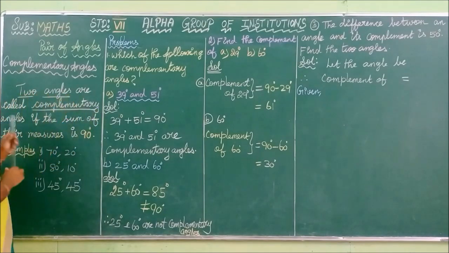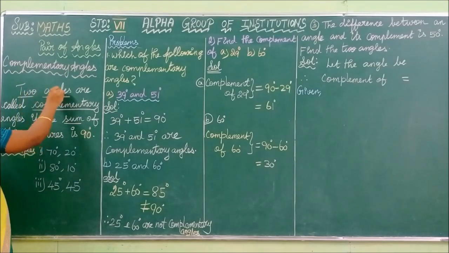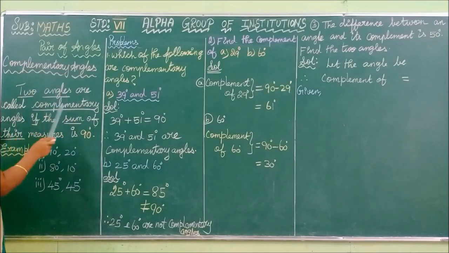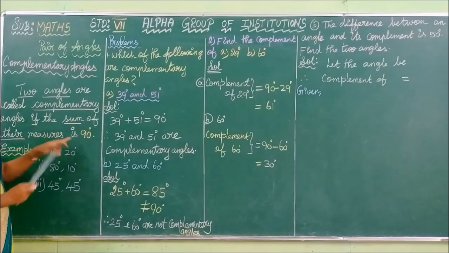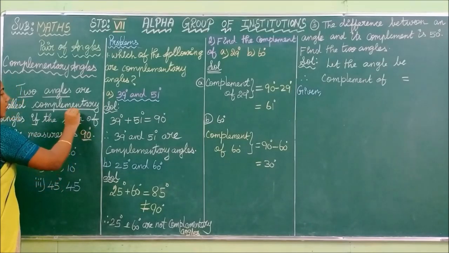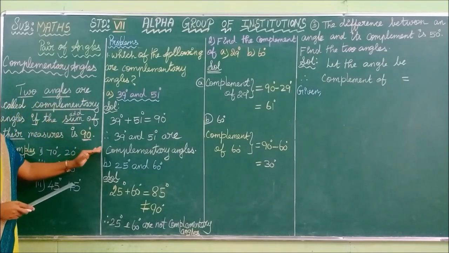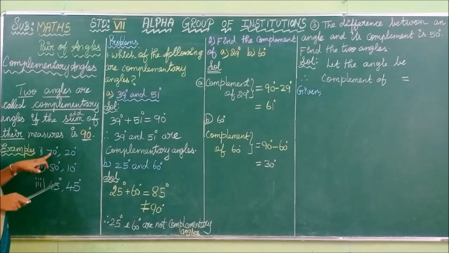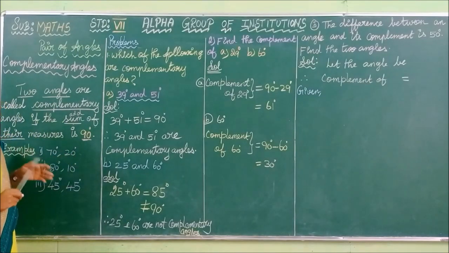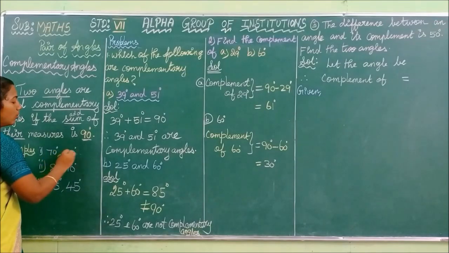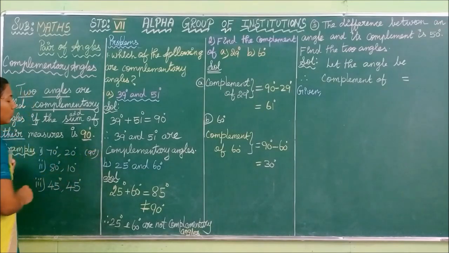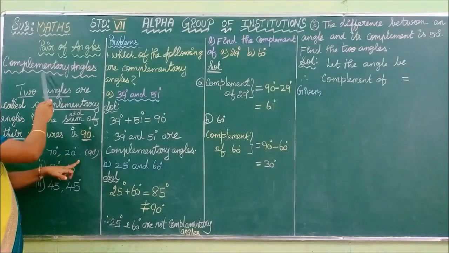Two angles are called complementary angles if the sum of their measures is 90 degrees. Sum means add. So two angles are said to be complementary angles if their sum is 90 degrees. See here some examples. 70 degrees and 20 degrees are said to be complementary angles. Why? If you add 70 and 20, you get 90 degrees. So we can call these two angles complementary angles.